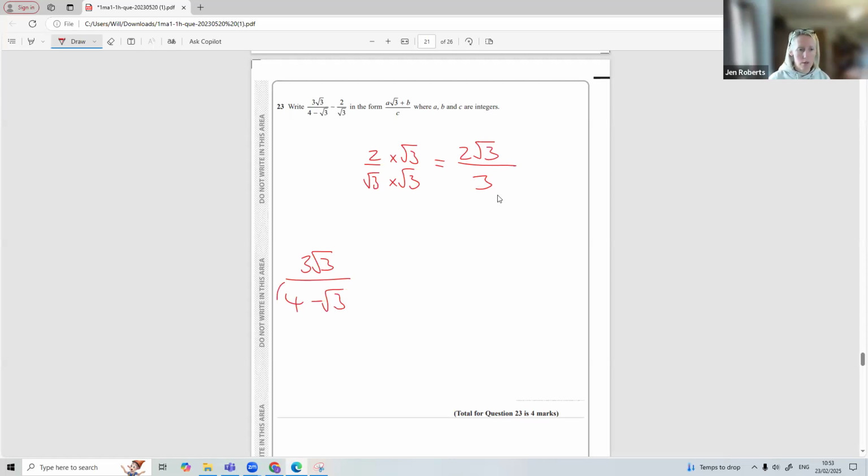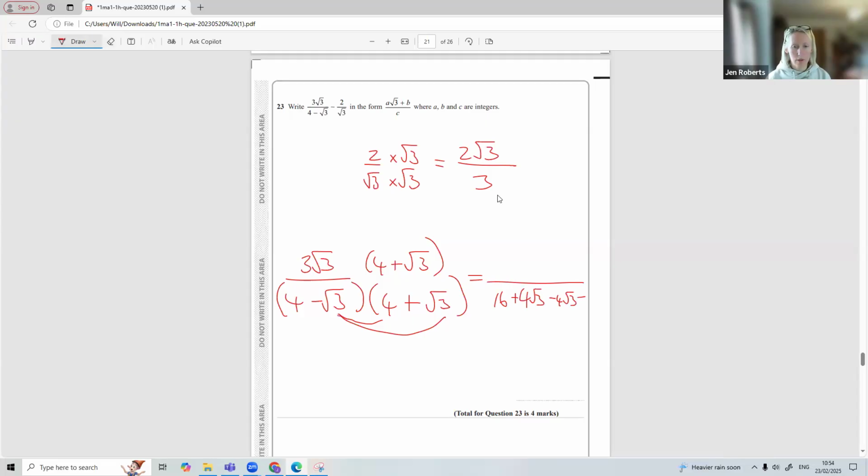Right. To rationalize the denominator here, you need to multiply it by the same thing, but with a different sign. So it's 4 plus root 3. So if I multiply the denominators here, 4 minus root 3 times 4 plus root 3. 4 times 4 is 16. 4 times root 3 is plus 4 root 3. Negative root 3 times 4 is negative 4 root 3. Negative root 3 times root 3 is just negative 3.